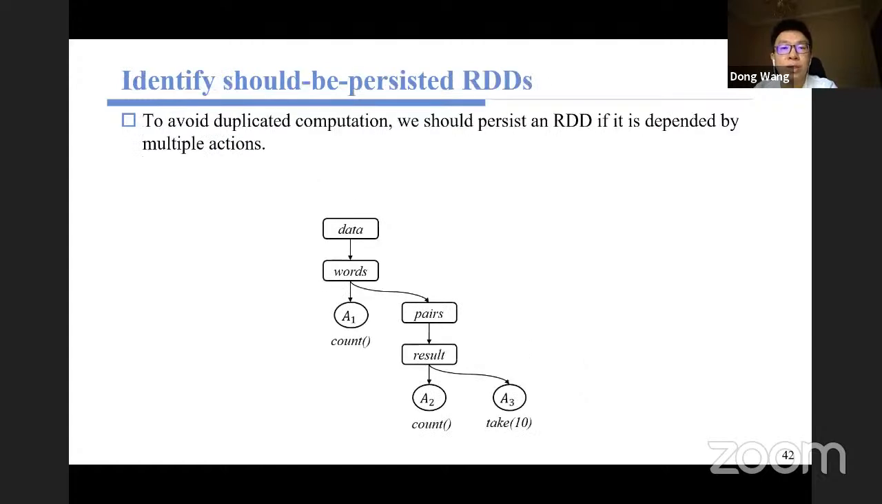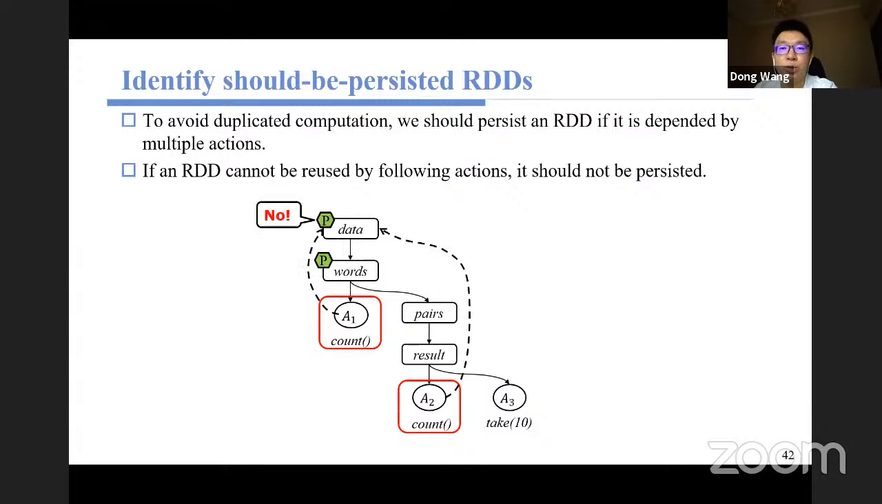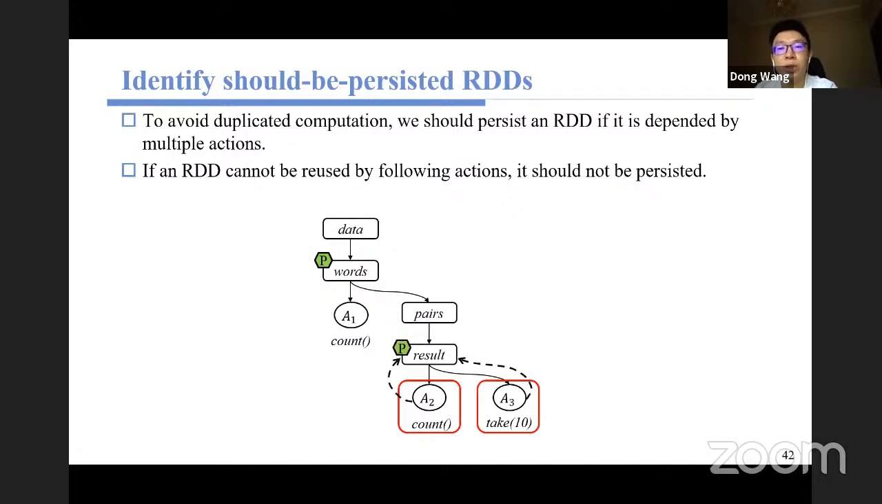Then we begin to identify should-be-persisted RDDs on the lineage graph. The idea is very simple. If an RDD is depended on by multiple actions, that is to say it is computed in multiple jobs, to avoid duplicated computation, we should persist it. RDD words is depended on by both A1 and A2, so we persist it. Although RDD data is also depended on by A1 and A2, it cannot be reused by them when words is persisted. So data should not be persisted. In a similar way, RDD result is depended on by A2 and A3, so it should be persisted. RDD pairs should not be persisted since result is persisted.